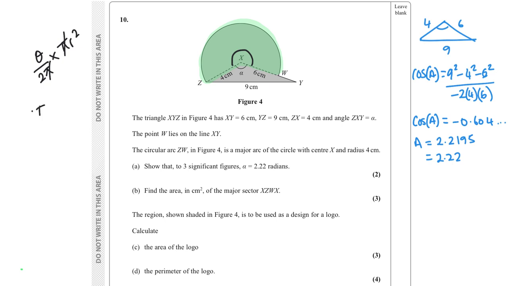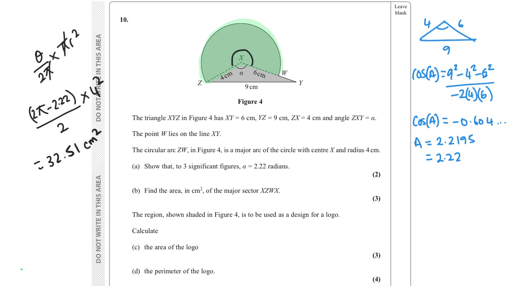So our theta is 2 pi minus 2.22. Divide that by 2, multiplied by our radius, which is 4 squared. So shift pi times 2. So I get the area is 32.51. It doesn't say what we have to round it to, does it? Okay, centimetres squared. I've done 2 decimal places.